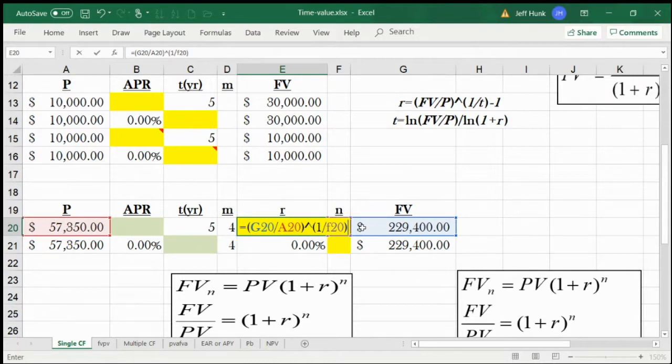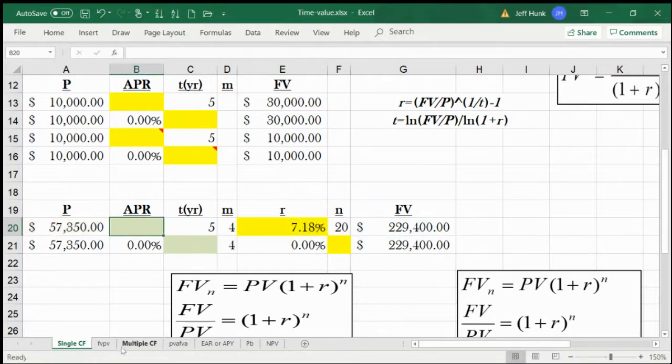So now the formula is then minus one, and this is once again called geometric average, right? And hit enter, we get this. And then, what is the annual rate then? Since this is the quarterly rate, the annual rate is simply that times 4. Here we go.